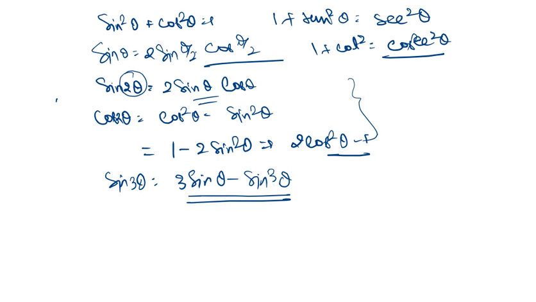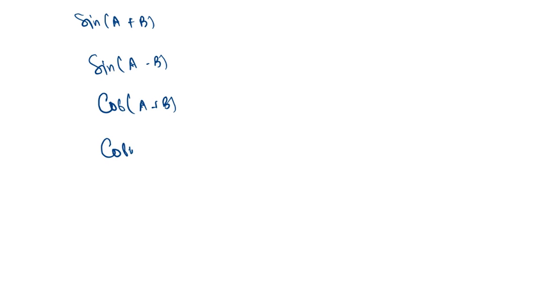And some relations are available like sine of a plus b, sine of a minus b, cos of a plus b, and cos of a minus b. Such relations are also available. So actually it is a full list, and you have to remember it. You can remember it by revising once or twice. If you revise, you will get it.